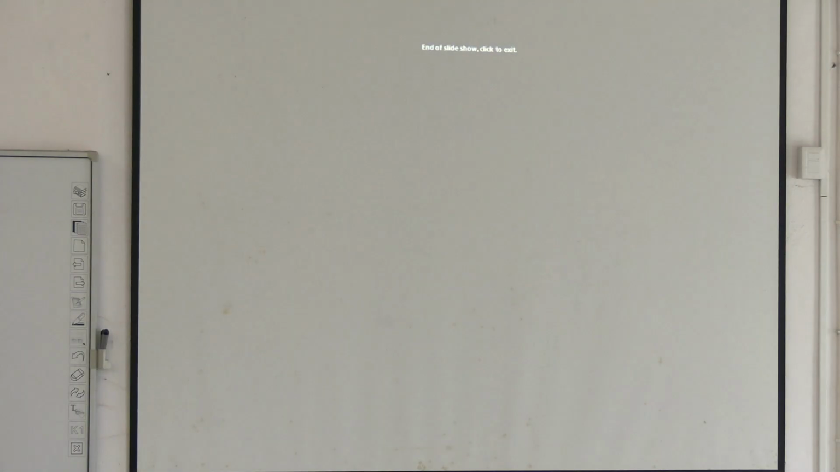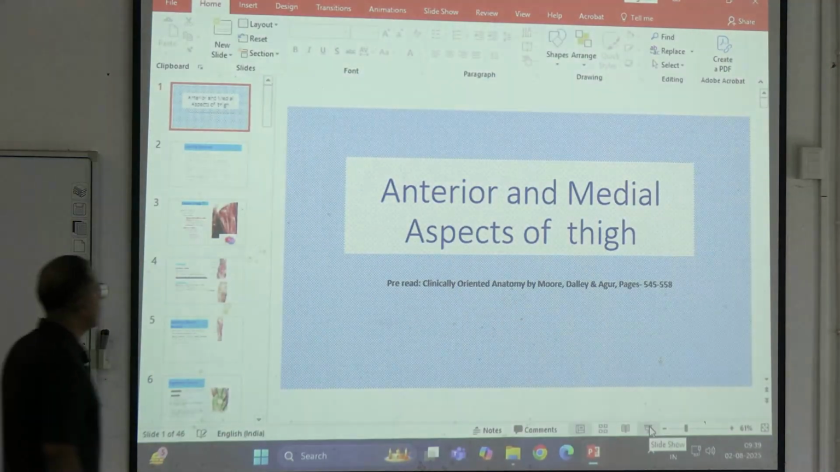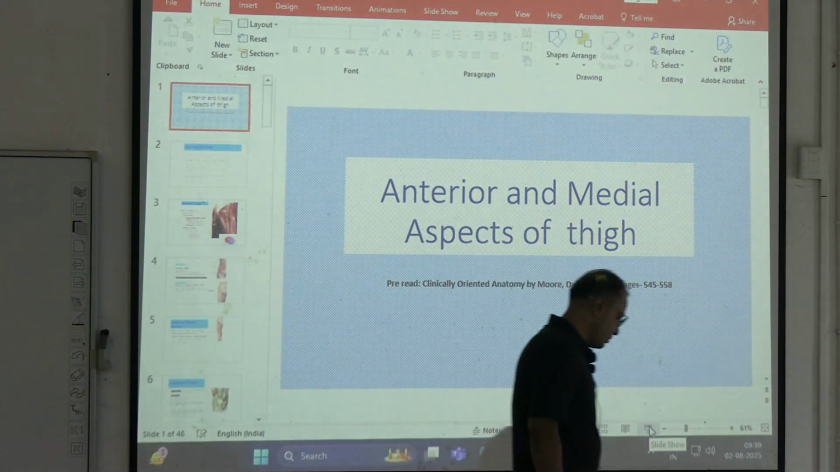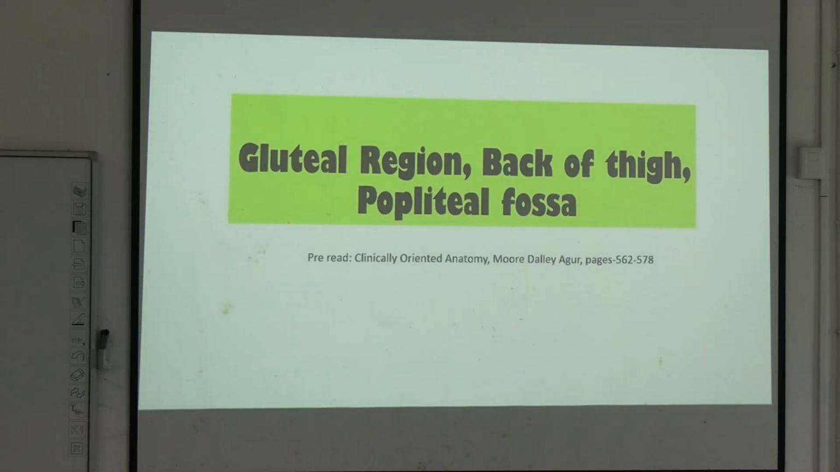So this is about the nerve supply of the anterolateral compartment of the thigh region. Blood supply likewise.